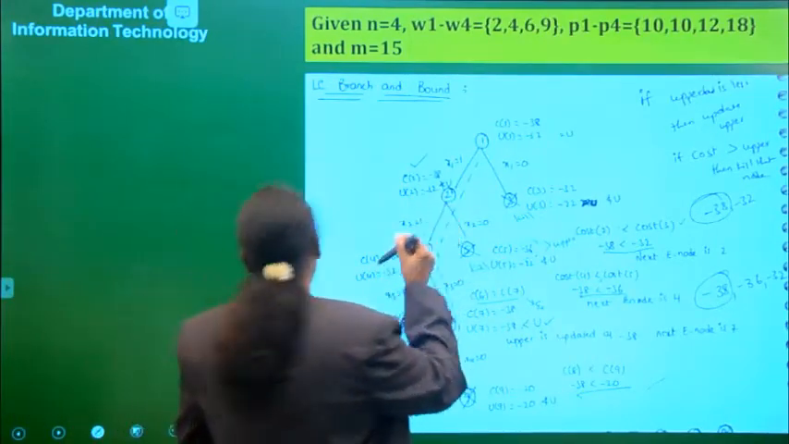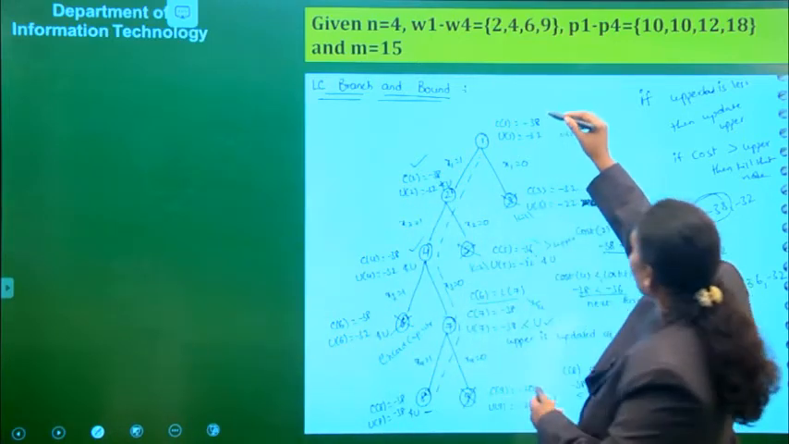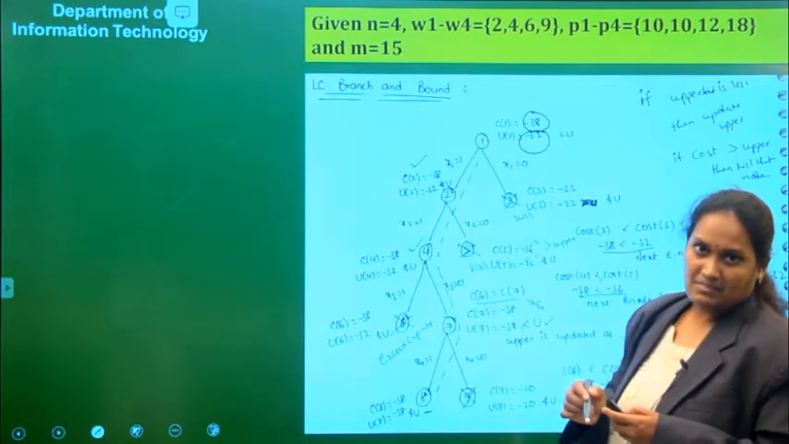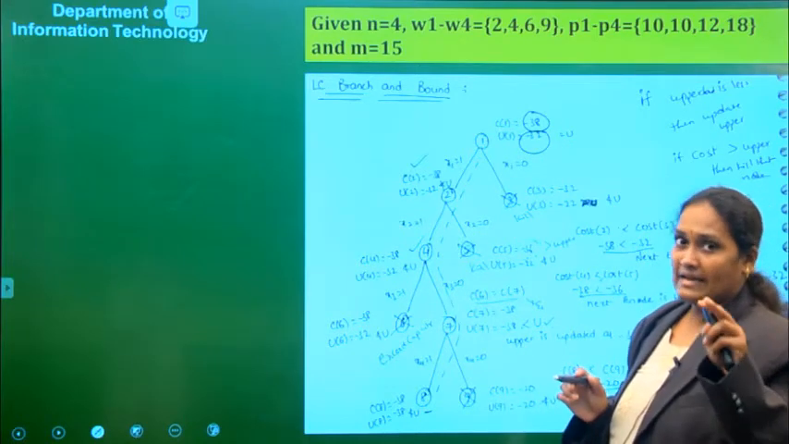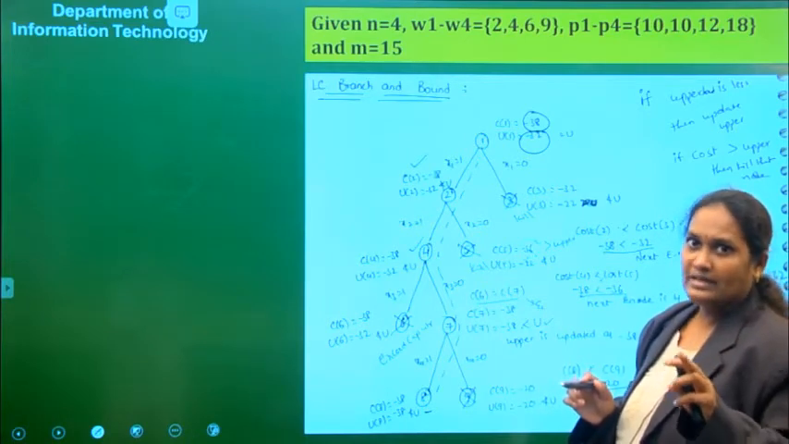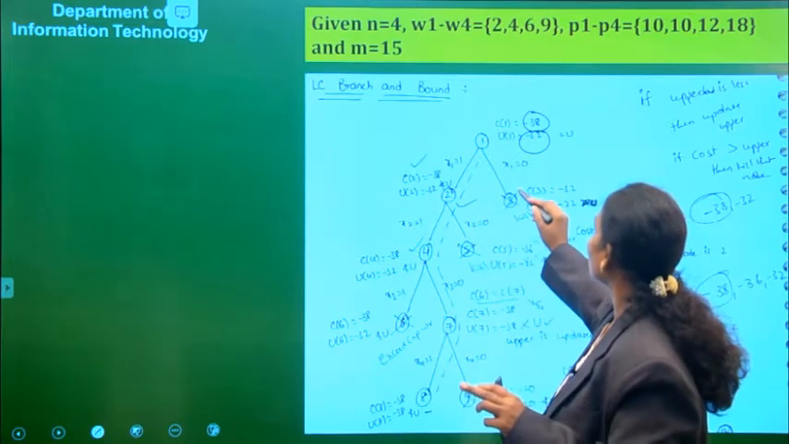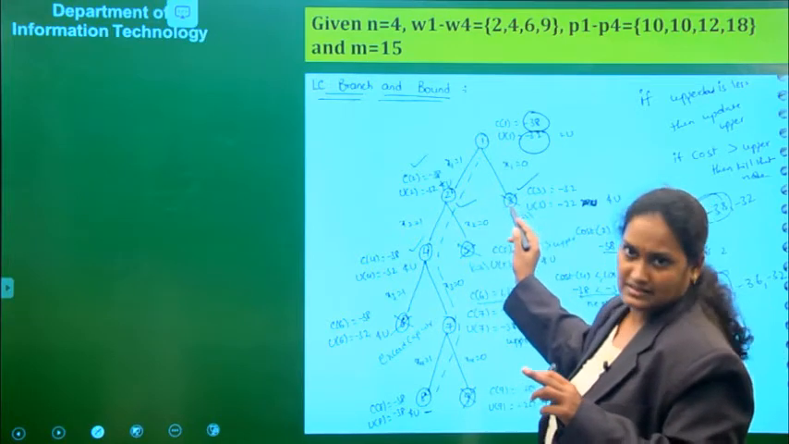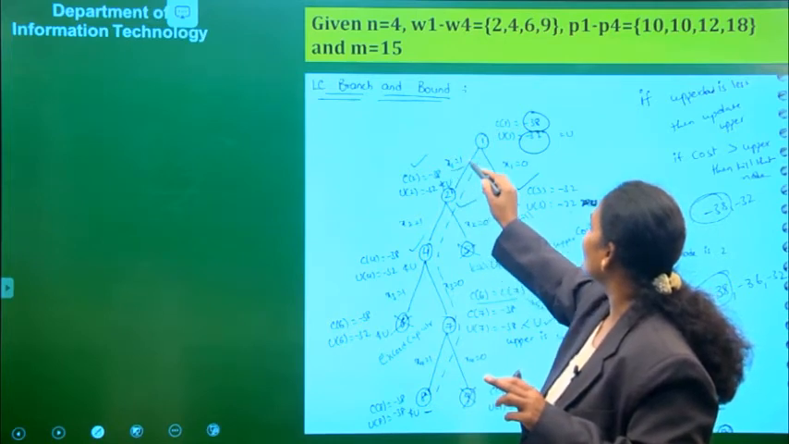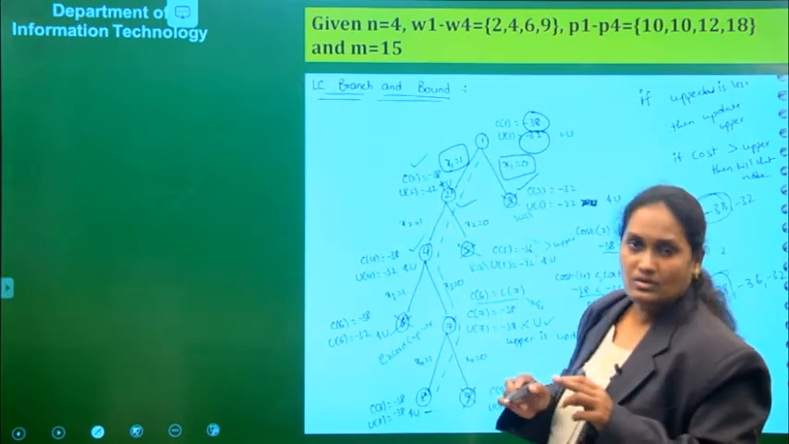Here the lower bound is represented as minus 38 and the upper bound is represented as minus 32. Now, I already told you that in the least cost method, node 1 is to be considered as the E node and we are going to generate children for it. Those children are 2 and 3. Here the path 1 to 2 indicates x1 is equal to 1. The path 1 to 3 indicates x1 is equal to 0.